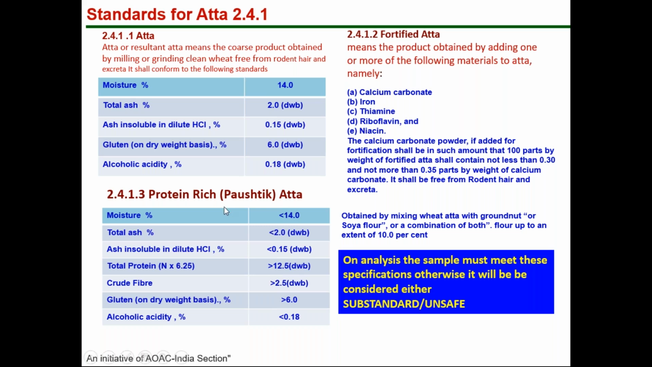Coming to the protein-rich Paustikata, this Paustikata is meant for the children, and here the protein content is enhanced, or the quality of the protein is enhanced by adding either soya flour or groundnut flour, whose protein is superior to that of atta. So here, this combination makes the protein have a PDCAAS of 1.